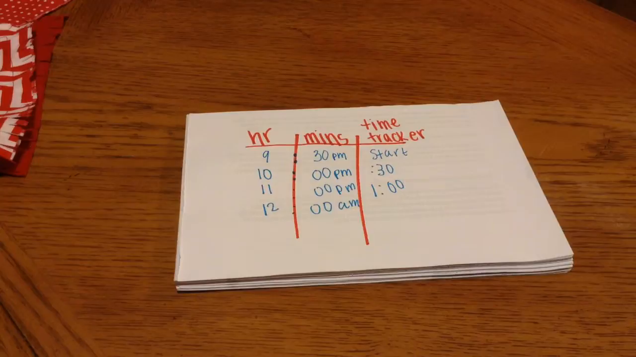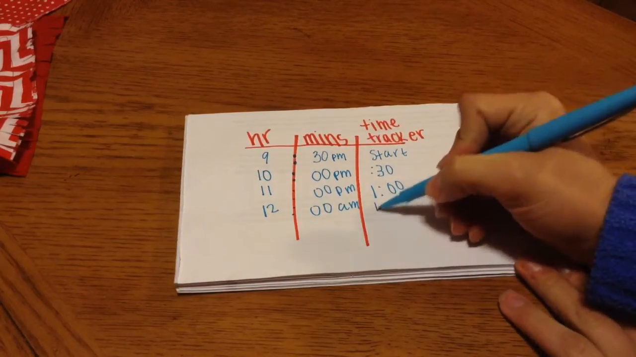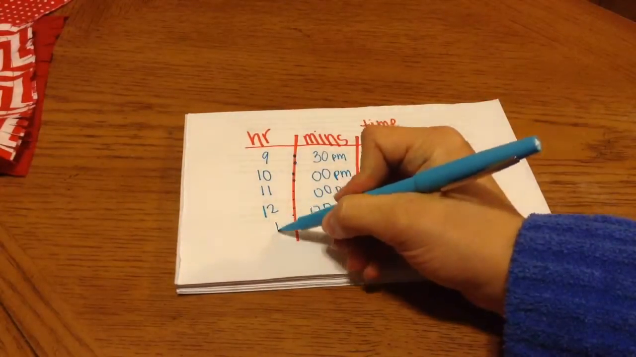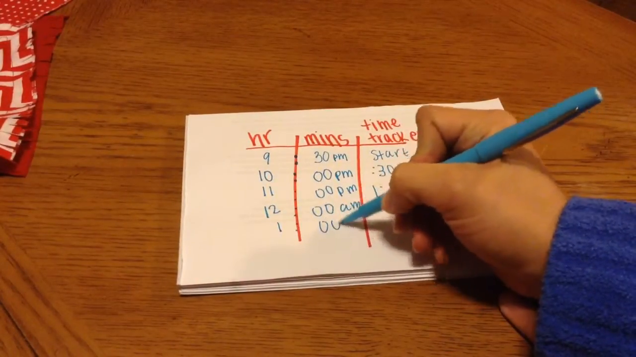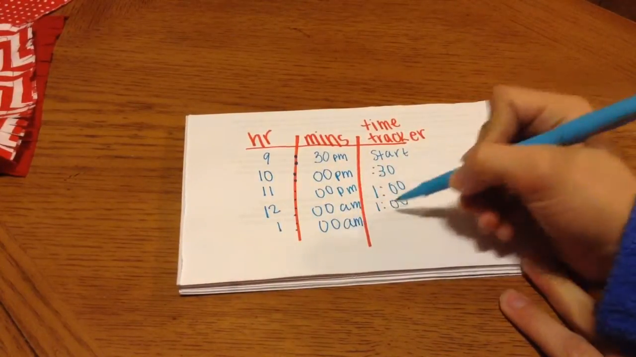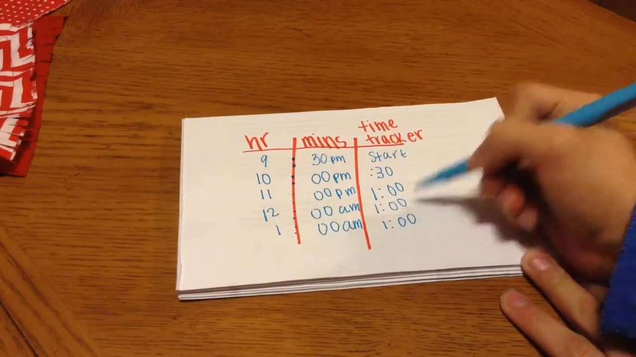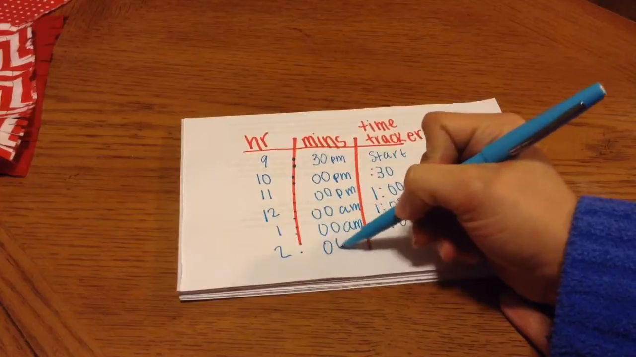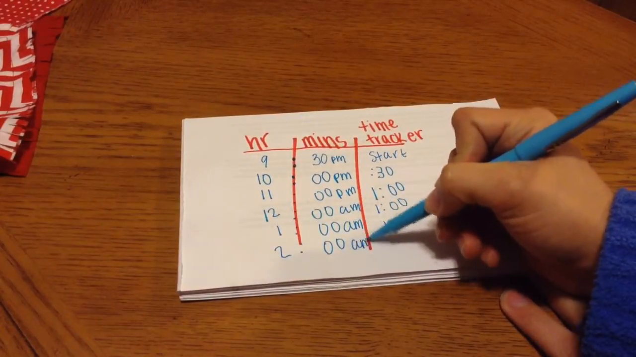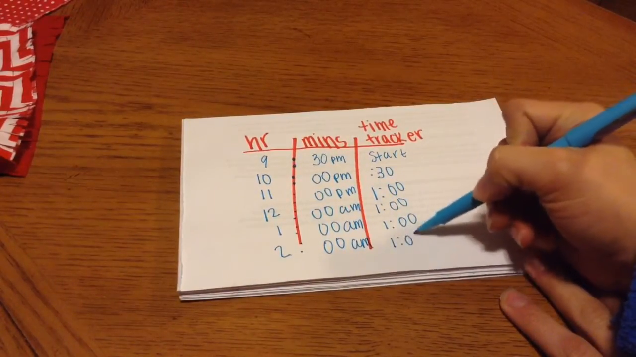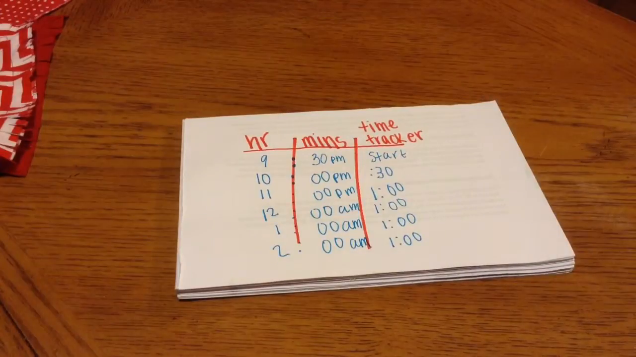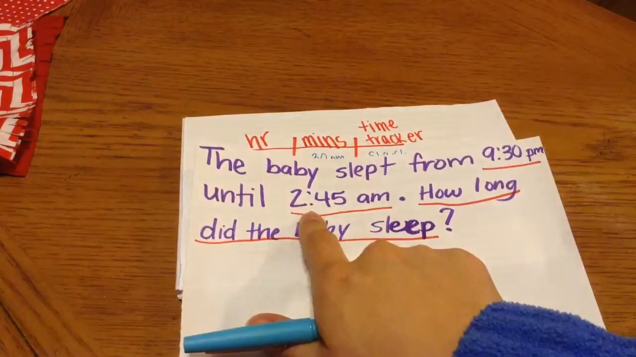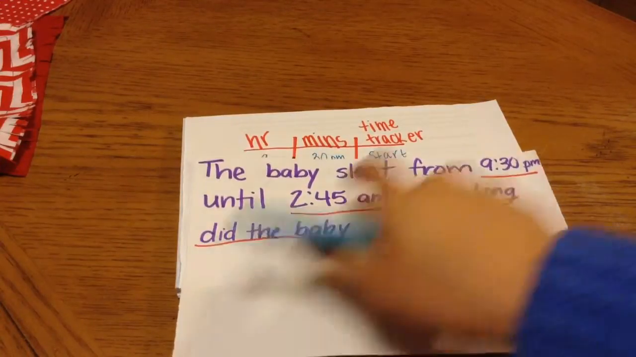So to continue our problem, that was another hour jump, and we're going to do another hour jump, and we're at 1, and we are still in a.m. now. That was an hour jump. And then we are at 2 a.m. And that was our final hour jump, because if we look at the word problem, the baby stopped napping at 2:45 a.m.